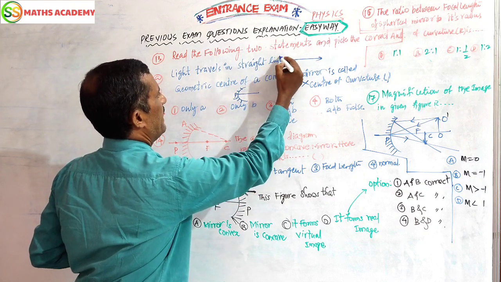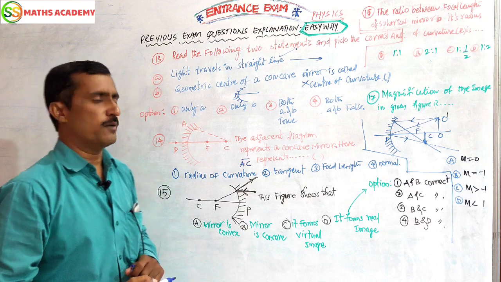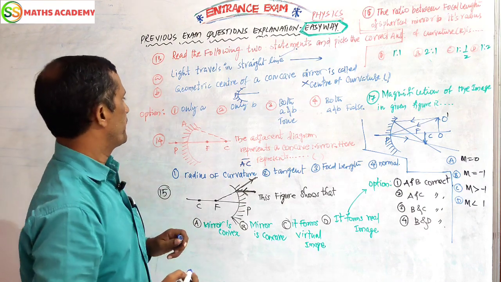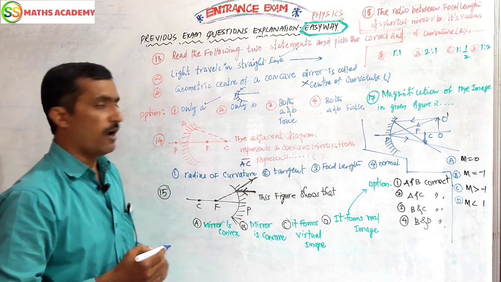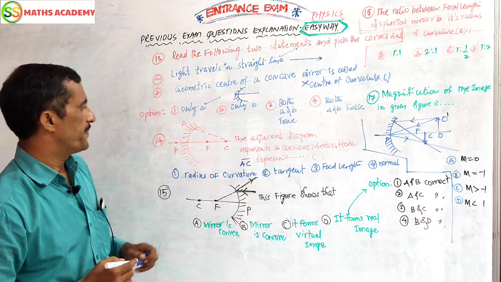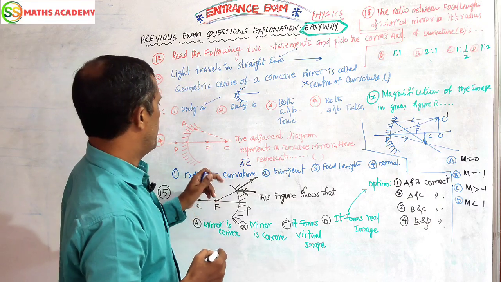Light travels in a straight line. It is the only correct option. Next, so only A is the correct option. Option 1 is the correct answer. Now go to the second question.